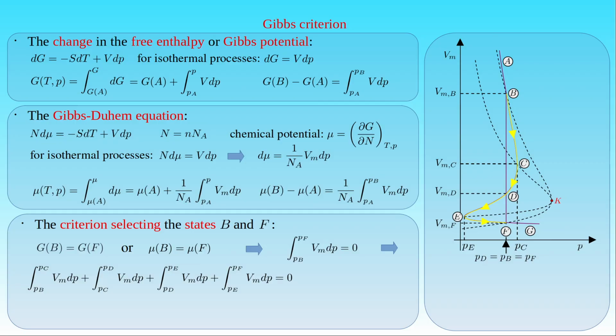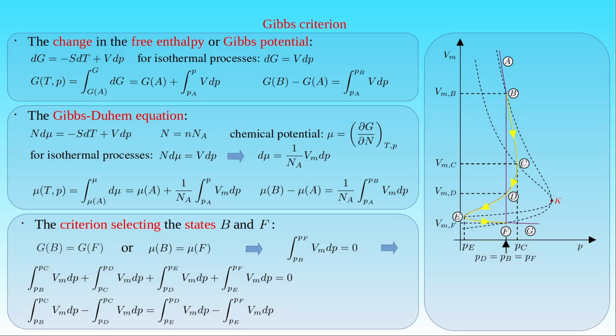By reversing the direction of the integration between the states C and D, and between the states D and E, we obtain the equation stating that the integral of the molar volume Vm with respect to the pressure P from the pressure Pb to the pressure Pc, minus the integral of the molar volume Vm with respect to the pressure P from the pressure Pd to the pressure Pc, is equal to the integral of the molar volume Vm with respect to the pressure P from the pressure Pe to the pressure Pd, minus the integral of the molar volume Vm with respect to the pressure P from the pressure Pe to the pressure Pf.